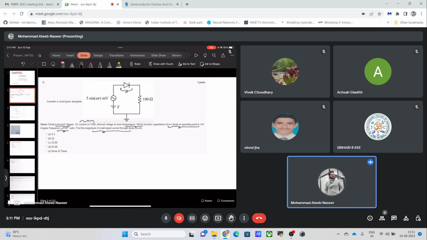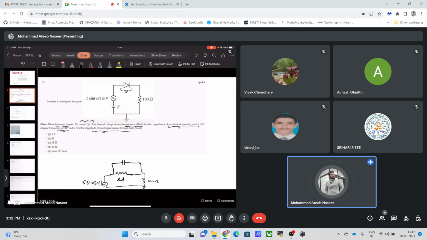Basically this diode will be replaced by some resistance RD, let's say, and some capacitance. These are the two things associated with the diode, and the rest of the circuit would look as it was. This was 5 sine omega t millivolts, and there was one resistor of 100 ohm, and this whole has been grounded.